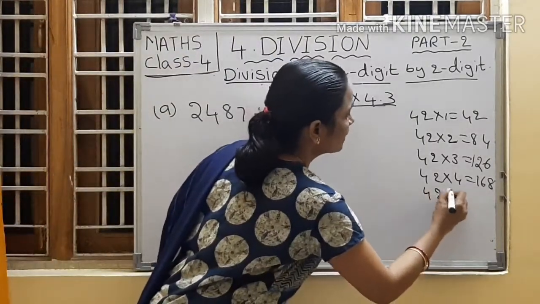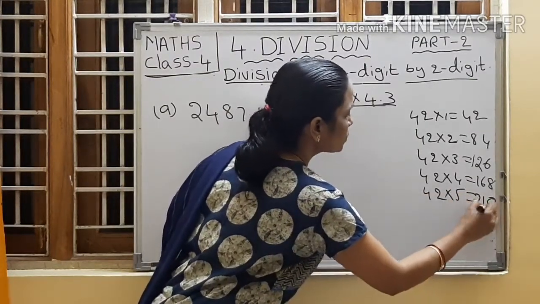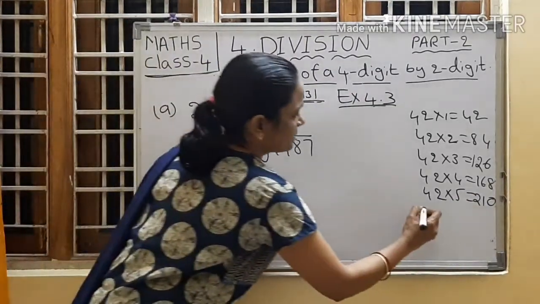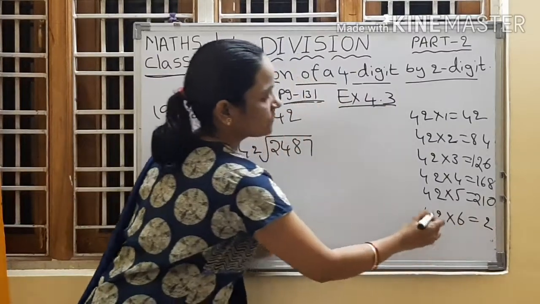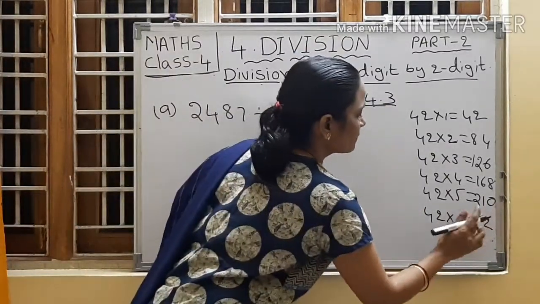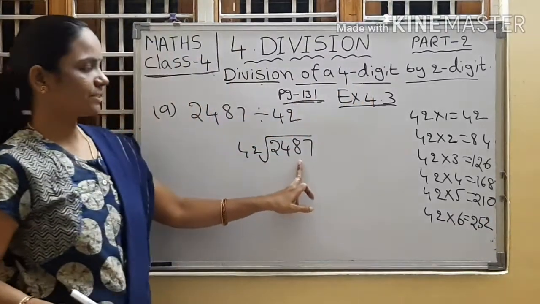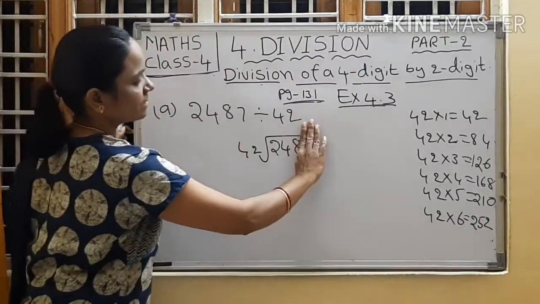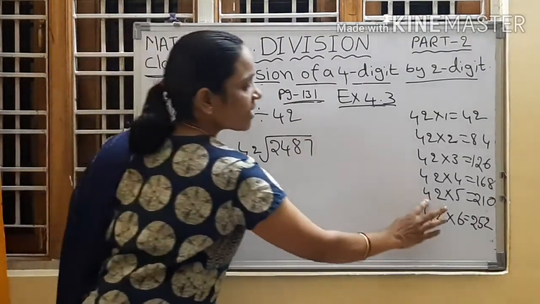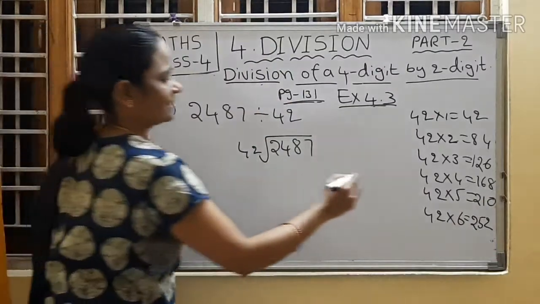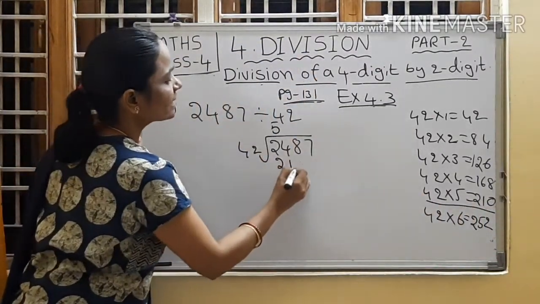Yes. 42 5s are how much? 5 2s are 10. 5 4s are 20. 210. Yes. 42 6s are how much? 6 2s are 12. 6 4s are 24 plus 1, 25. 252. We have 248 there. Which number I have to take? Nearest and smallest number is 42 5s are 210. Yes, 42 5s are 210.